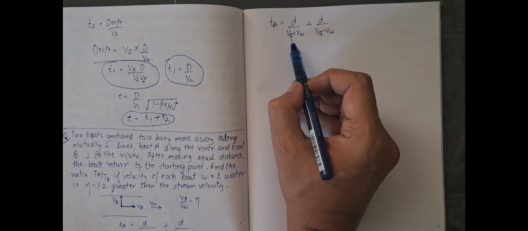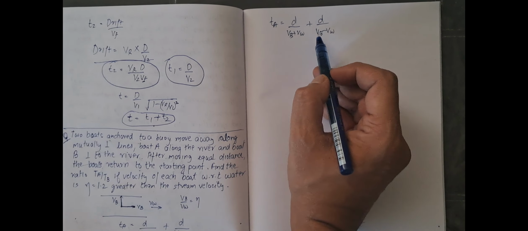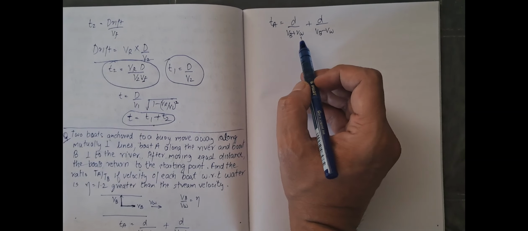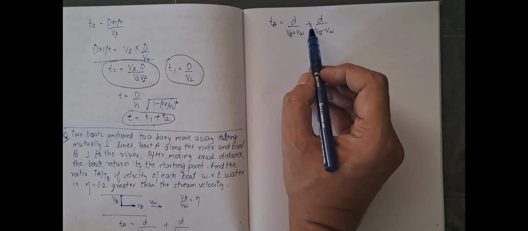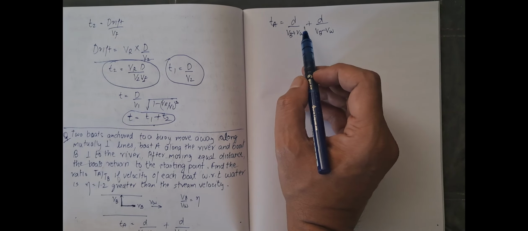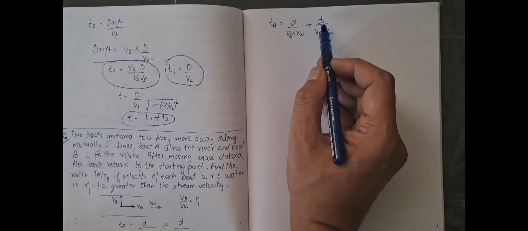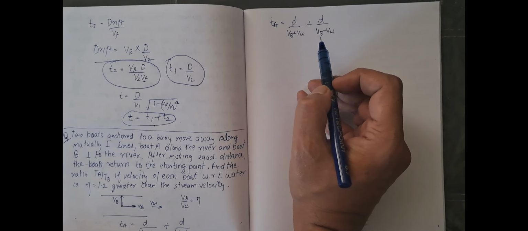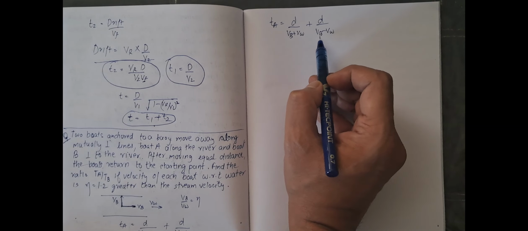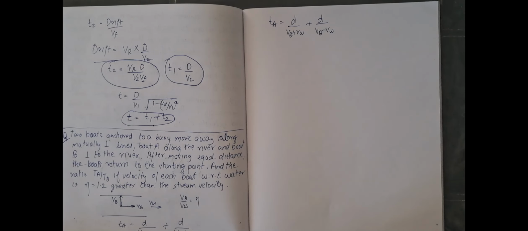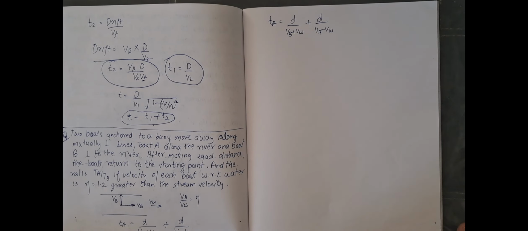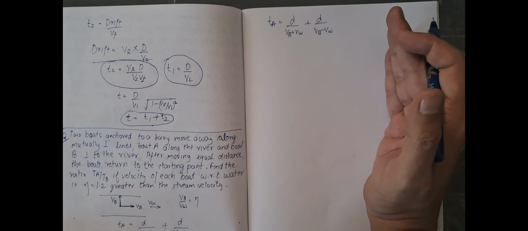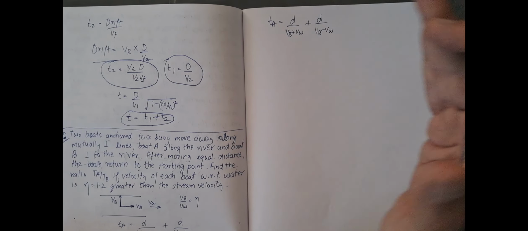So total time will be equal to D by the resultant velocity downstream, which would be equal to VB plus VW. VB is the velocity of the boat, VW is the velocity of the water, plus the time taken to travel upstream. The distance is the same, D. So D by the resultant velocity when it is traveling upstream. What is the resultant velocity when the boat travels upstream? VB minus VW, because upstream means the boat is traveling opposite to the direction of the flow of the water. So this is the total time that the boat takes to go downstream a certain distance and then back upstream the same distance.